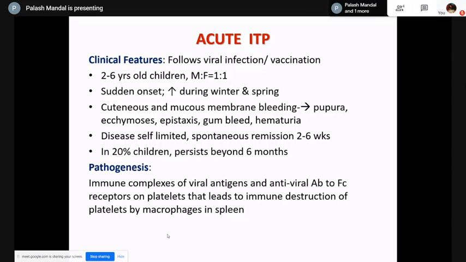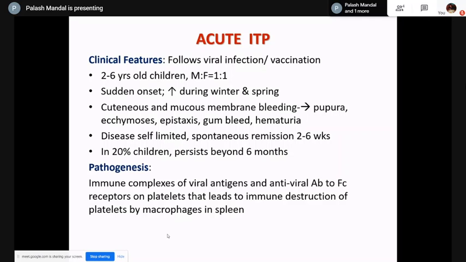What is the pathogenesis? The viral antigens and the antibodies to the viral antigens combine and form immune complexes, and they bind to the FC receptors on the platelets, and eventually lead to immune destruction of the platelets.